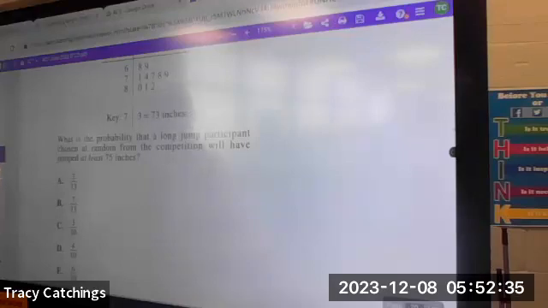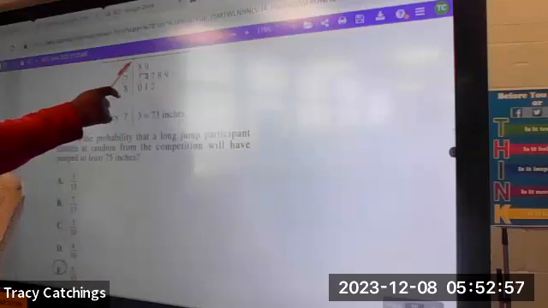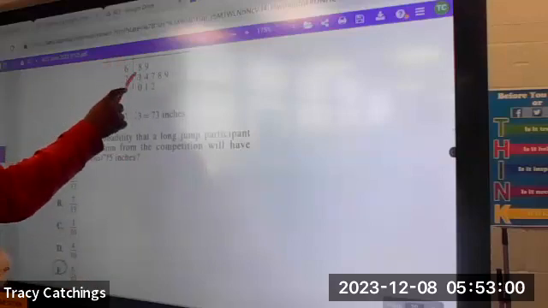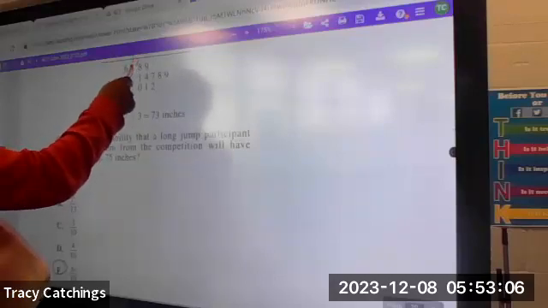What's the probability of a participant having a jump of at least 75 inches? I tried. Okay, talk to us about E. It says 3 equals 73 inches, and I chose all of them greater than. What I'm looking at? Oh, 41 through 49.